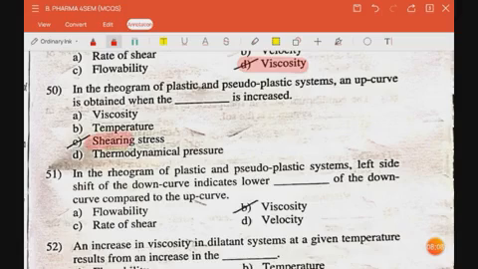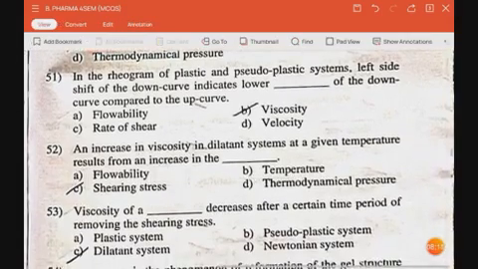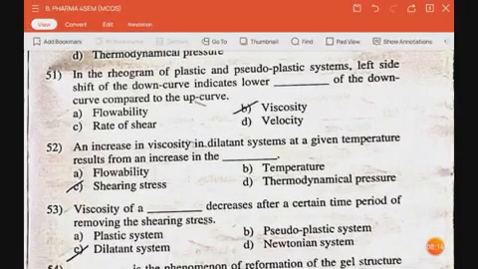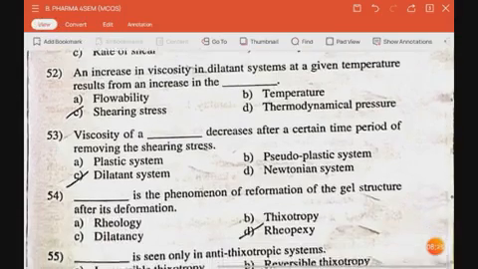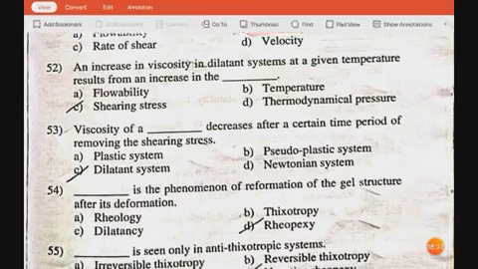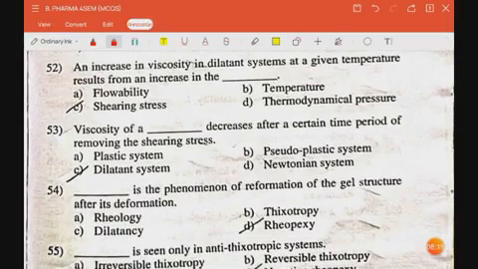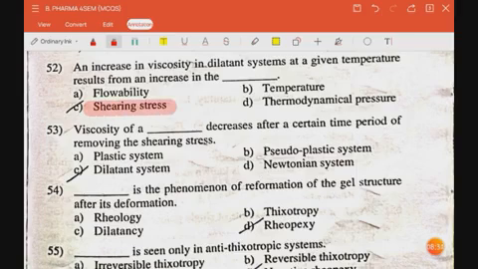The next question is, in the rheogram of plastic and pseudoplastic systems, an up curve is obtained when the dash is increased. The answer is shearing stress. The next question is, in the rheogram of plastic and pseudoplastic systems, left side shift of the down curve indicates the lower dash of the down curve compared to the up curve. The answer is viscosity. The next question is, an increase in viscosity in dilatant system at a given temperature results from an increase in the shearing stress.